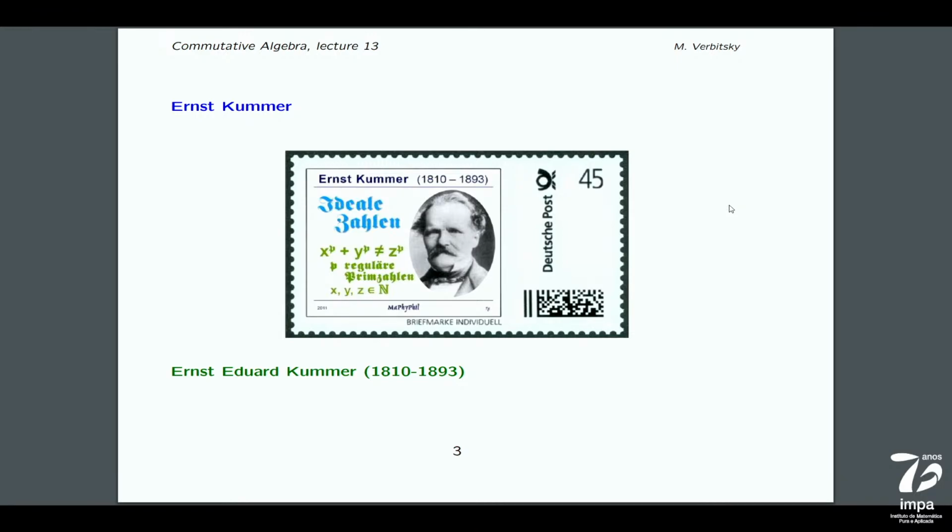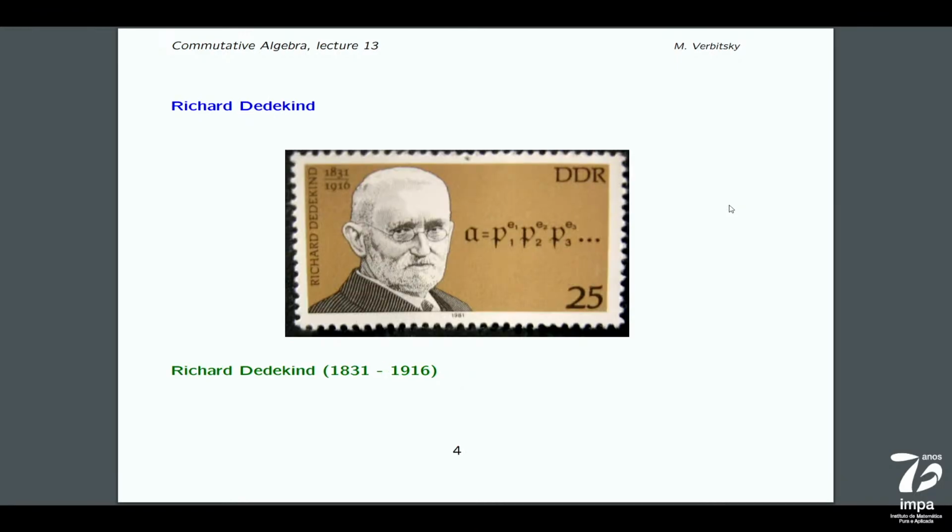And then it was Dedekind, who was, lots of postal stamps. Germans really like their mathematicians. Turkish are even better. They have a mathematician on the money. I think Germans also had Gauss at some point on Deutschmarks.